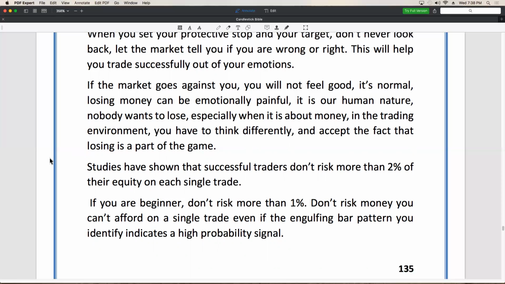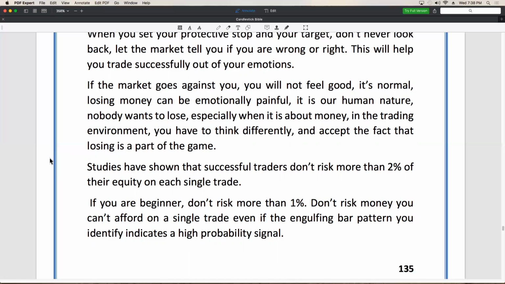Michael Jordan and Kobe Bryant, they don't hit every shot. So studies have shown that successful traders don't risk more than 2% of their equity on each single trade. So if you're a beginner, don't risk more than 1%. Break it in half. Anthony always say, cut it in half. So if you're a beginner, don't risk more than 1%.